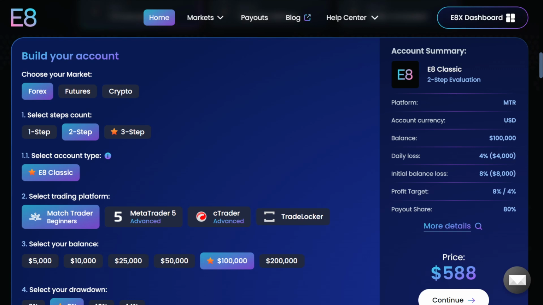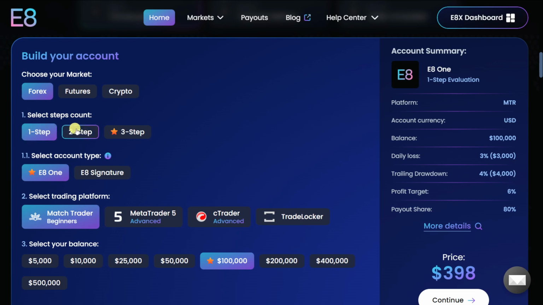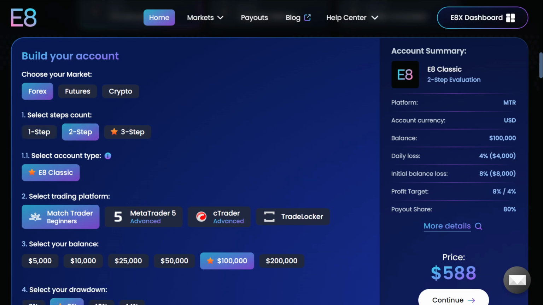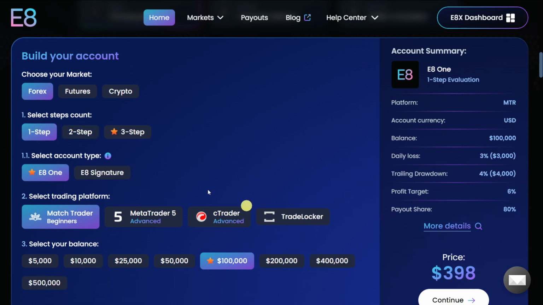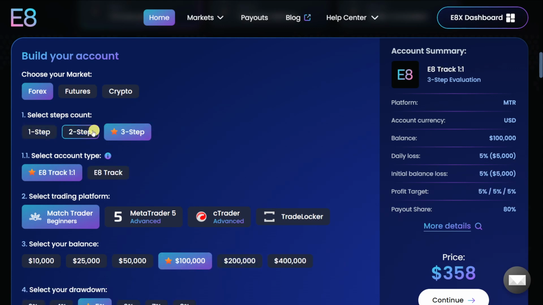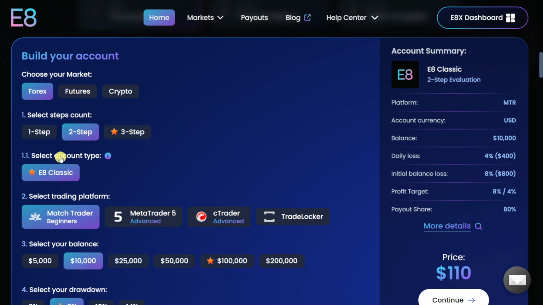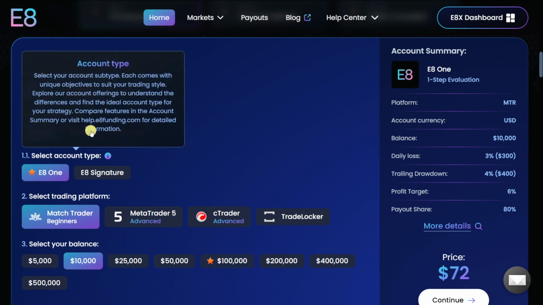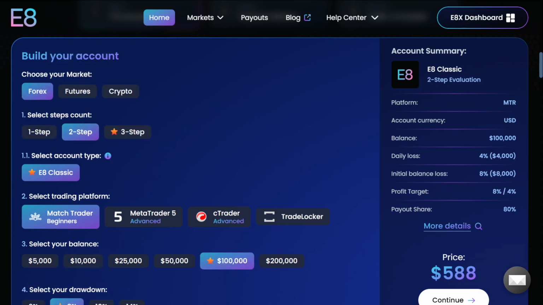Now here, what you're going to see for the two-step is a static max loss, easier profit targets, lower risk, and a more affordable base price. So right here you see $400 compared to $588, right?